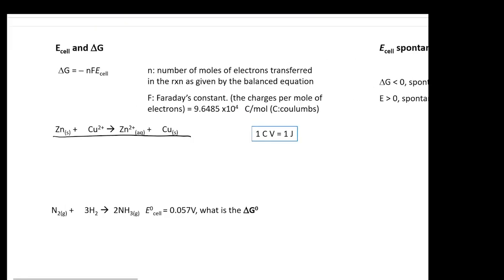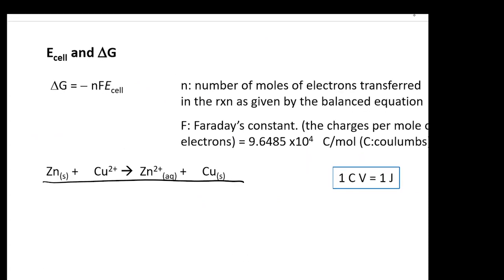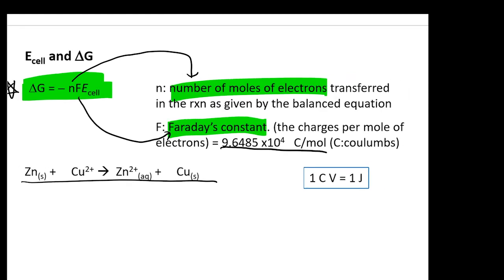What we're going to do today is start to connect the Ecell with delta G. The equation connecting the two is this one. Your delta G is equal to negative n times a constant F times your Ecell. This is a very important equation that you need to memorize. The n is the number of moles of electrons transferred in the redox reaction, and F is the so-called Faraday constant. The constant is 9.6485 times 10 to the 4th coulombs per mole.